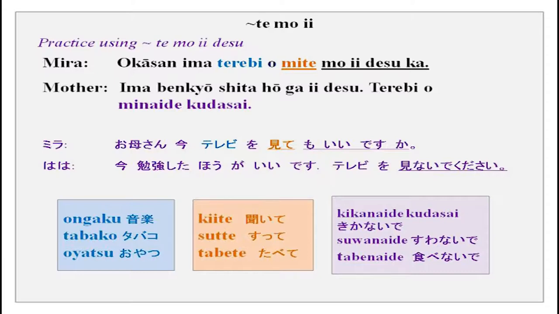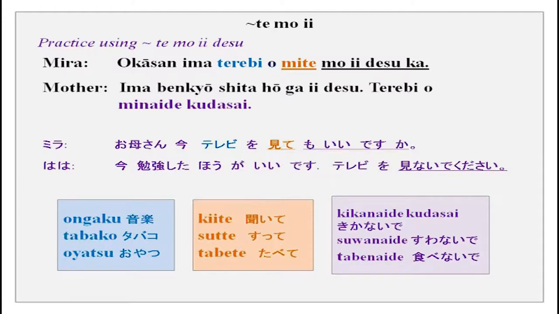For example, okasan, ima ongaku wo kiite mo ii desu ka? Ima benkyou shita hou ga ii desu. Simple answer. Ongaku wo kikanai de ne. A direct no. Then you have tobacco. For example, you are not very comfortable with the smoke of tobacco. So, your friend will ask, ima koko de tabako wo sutte mo ii desu ka? Iie, koko de tabako wo suwanai de kudasai. Please do not smoke over here.